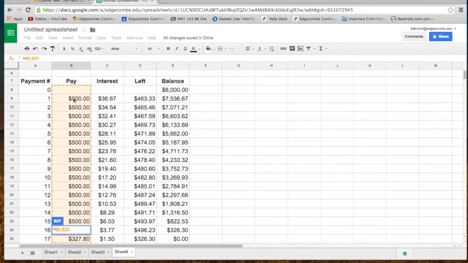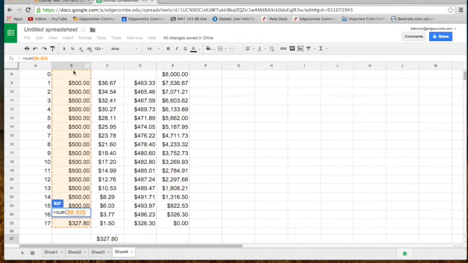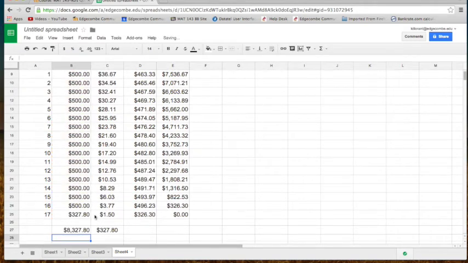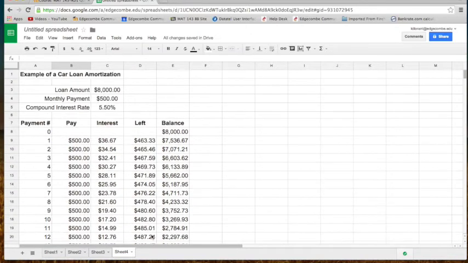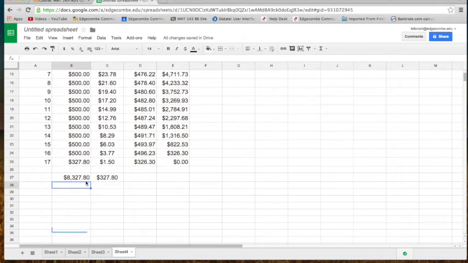Oops, I forgot to put the word sum in front of it. So frustrating. Equals the sum, and add all these up. So this number is how much you paid out in payments. And if you look at it, what's really cool is you started with $8,000 and you ended up with $8,327.80, which is exactly how much interest you paid on the loan.